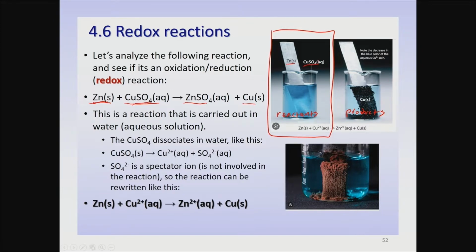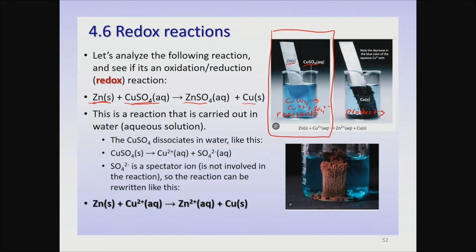Let's talk a little bit more about the copper sulfate. The copper sulfate is an ionic salt that is completely soluble in water, and here in this solution is the copper sulfate. Just a note here that copper sulfate completely dissociates into copper ions and sulfate ions. It's really the copper ions in the water that make the solution blue. The other reactant is just a piece of zinc metal.